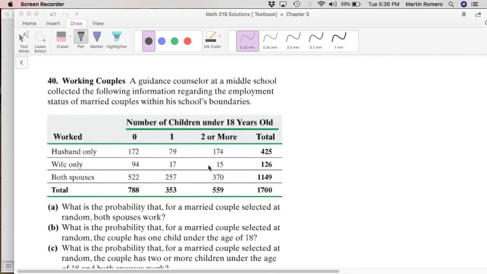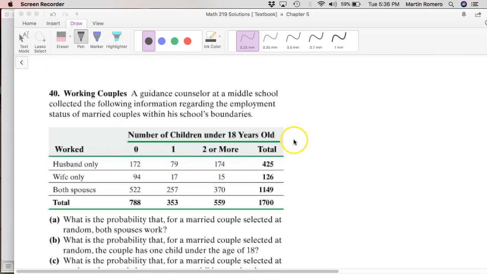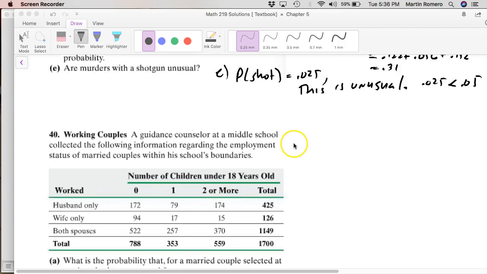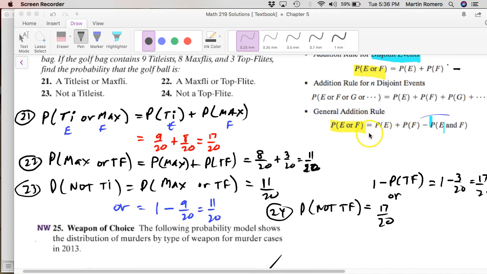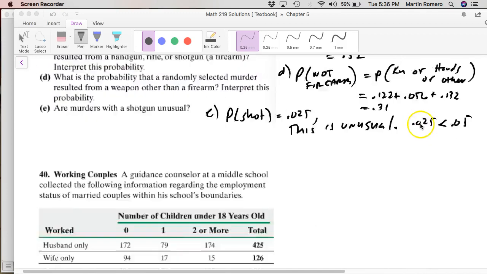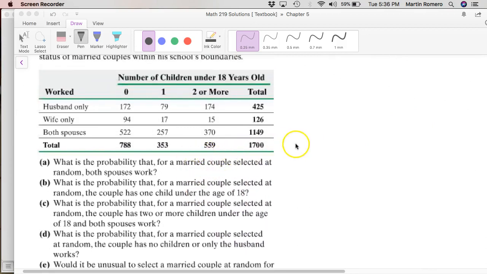This is problem number 40 now from homework 5.2, textbook problems. This is the first one now where we're going to have to implement this formula here, where we're going to have to subtract out. These events are not disjoint, meaning that there is some overlap in some of these situations, and so we'll take a look at that.